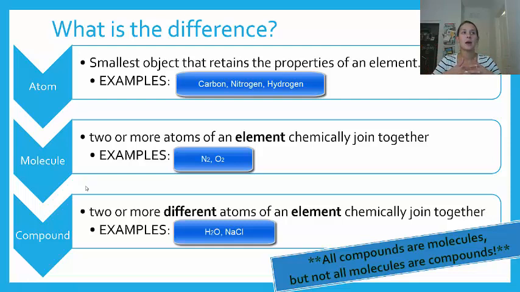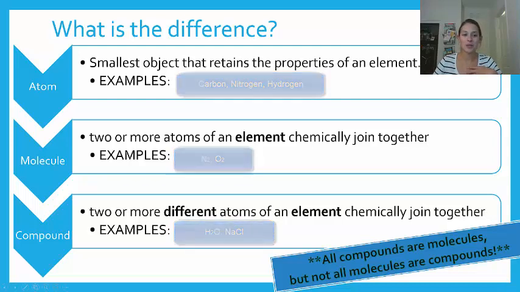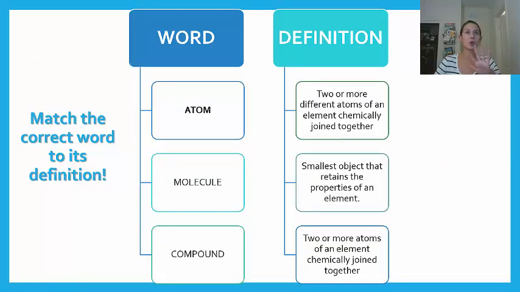But a compound cannot be a molecule. A molecule cannot be a compound, sorry. So it's a little bit tricky. So with that said, I put together this quick graphic for you guys to help you out with what connects to what. So remember, an atom is the smallest object that retains the properties of an element.